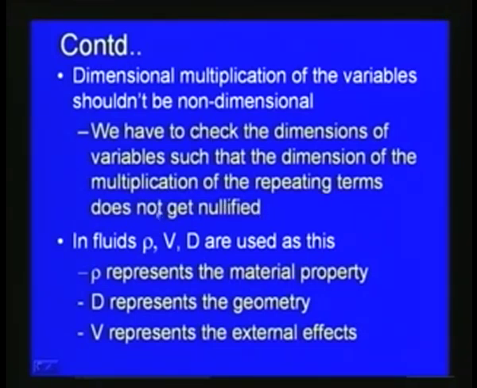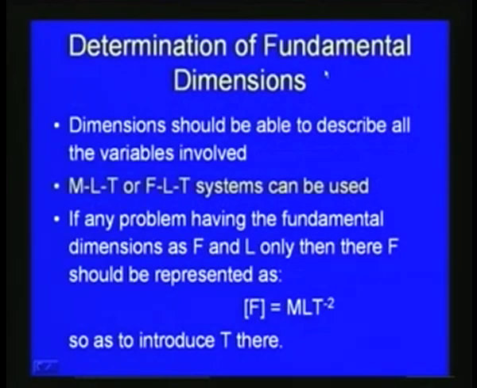And then the next point is, in fluids, the density, velocity, and the term d, which represents the geometry, are used. So rho represents the material property, d represents the geometry, and v represents the external effects. So these parameters we have to take care of in dimensional analysis using the Buckingham pi theorem.